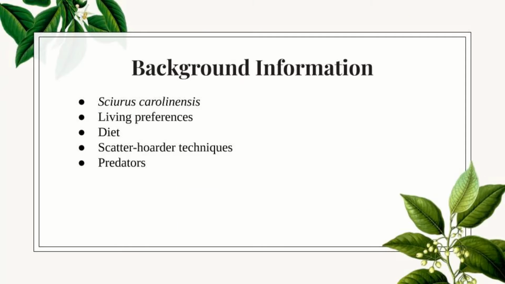Squirrels are found in oak hickory forests, parks, backyards, and urban environments. They use hollow tree trunks and high leafy branches to make nests. Their diet consists of bark, berries, seeds, and acorns, and they use the scatter-hoarder technique where they hide food for later consumption. Their predators include hawks, raccoons, coyotes, foxes, cats, snakes, owls, and dogs.